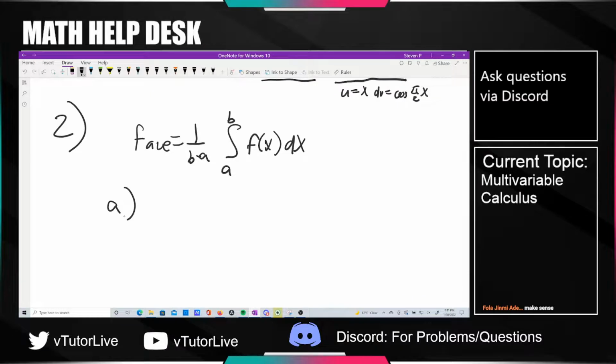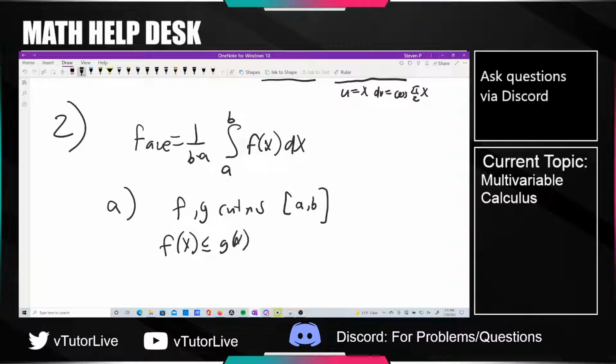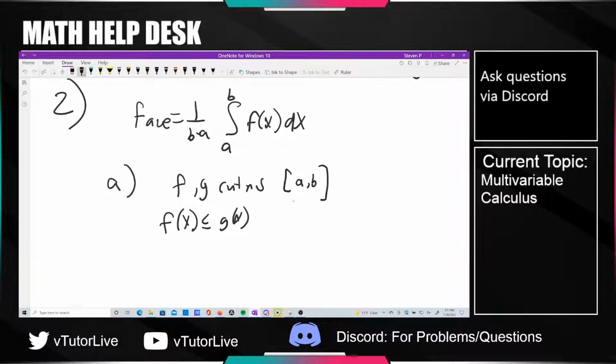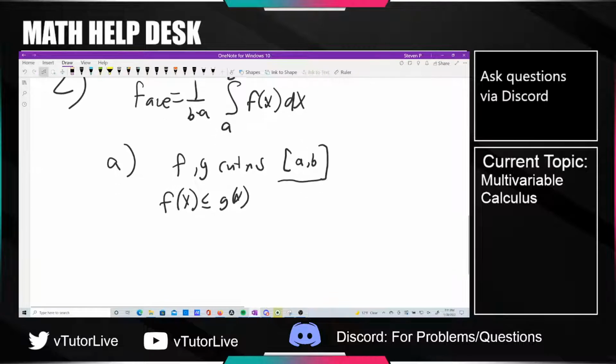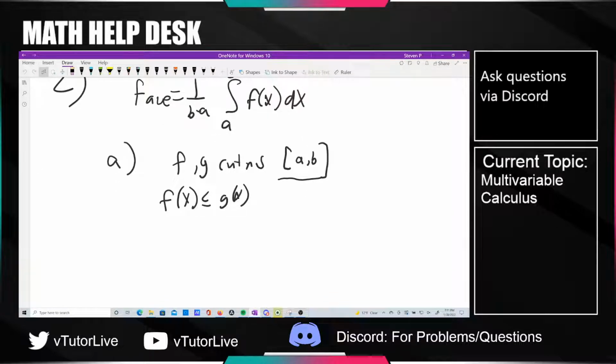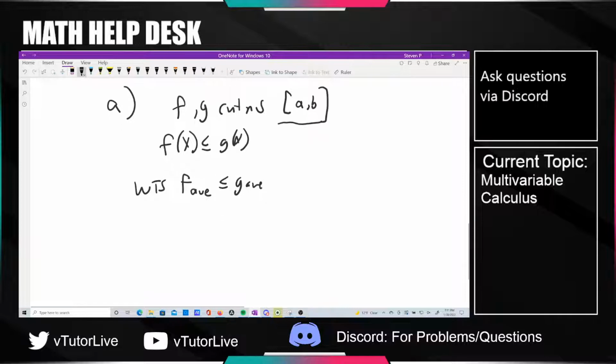So the question is asking you to say, given that f and g are both continuous on [a, b], on this interval of interest, and you know that f of x is less than or equal to g of x for every value inside the interval, we're going to use the comparison property of definite integrals to show that, WTS means want to show, f average is less than or equal to g average. And this should make perfectly intuitive sense, right?